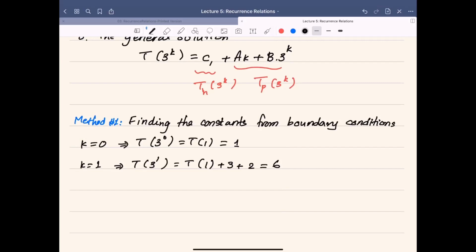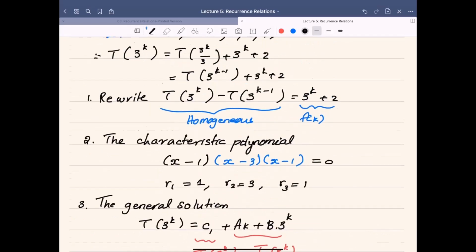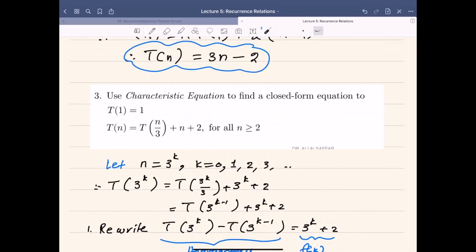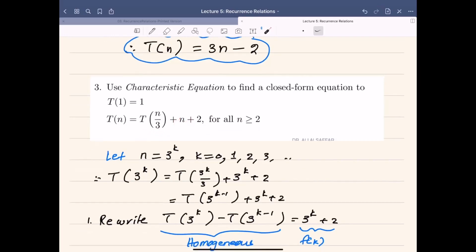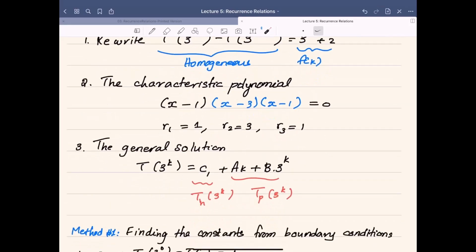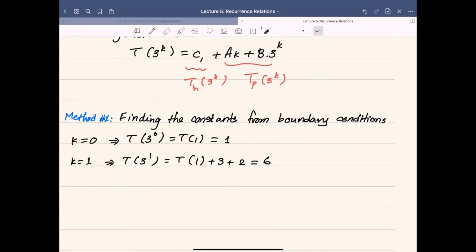How did we find this value? Because when you substitute K equal to 1, you are looking for T 3 raised to power 1, and 3 raised to power 1 is in fact T3. So you go up to the original recurrence relation, which is this one. If n is 3, then you will have n over 3, which is 1. So it will be T1 plus 3 plus 2. And this is how we found those values from the original recurrence relation.